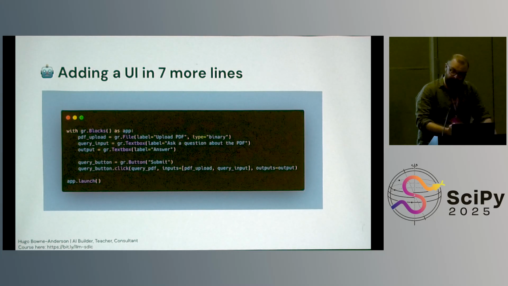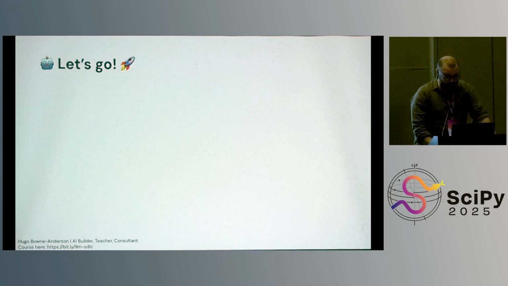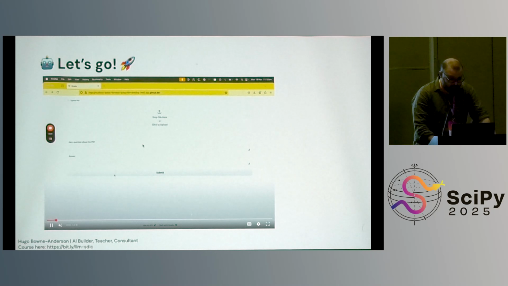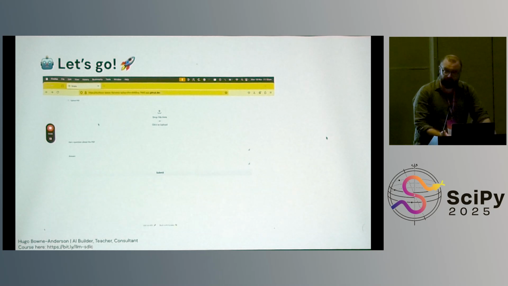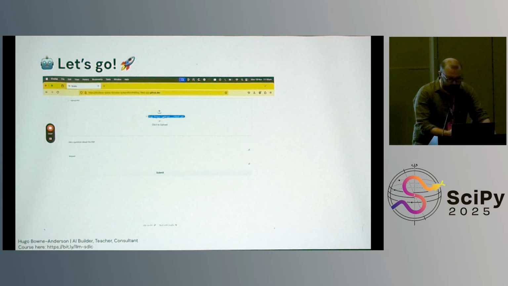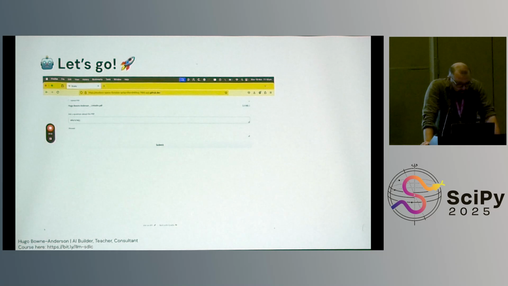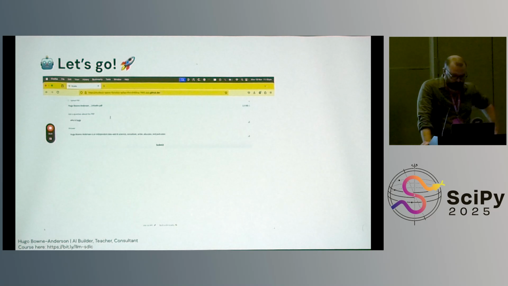And then you can add a UI. So I'm using Gradio here in 7 more lines, right? And what happens then is you get this cool interface, right? So this is in 20 lines of code where I'm dragging and dropping my LinkedIn profile here, and I ask who is Hugo? And okay, so that looks good.